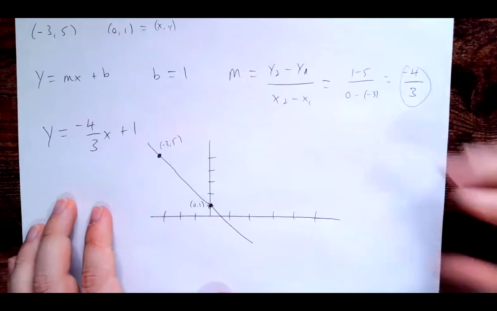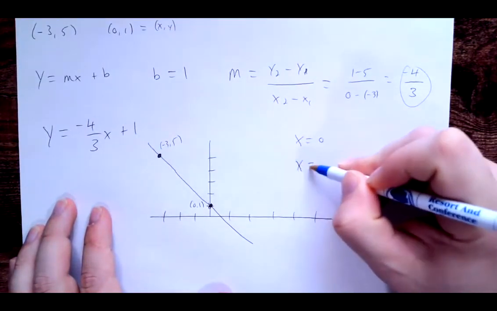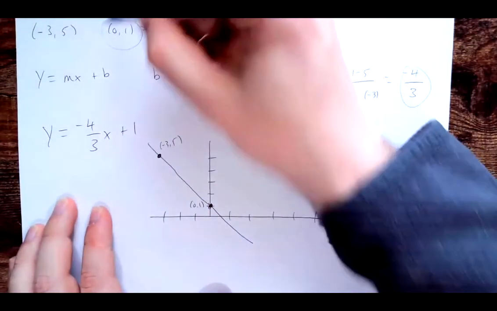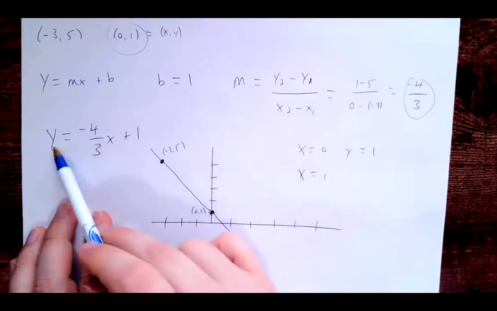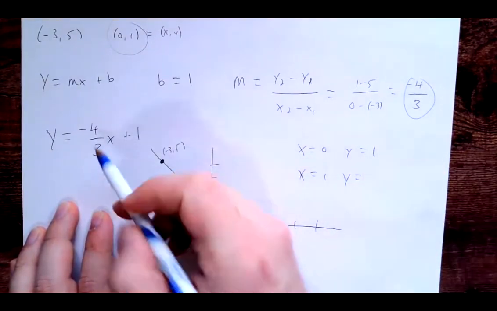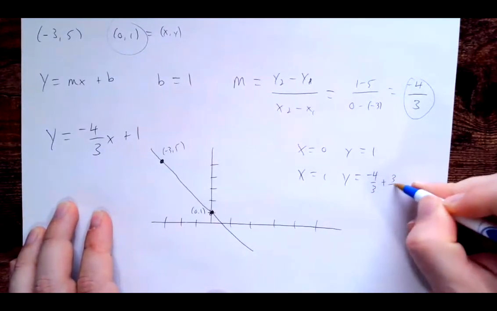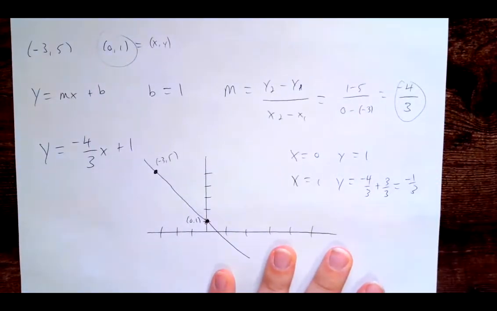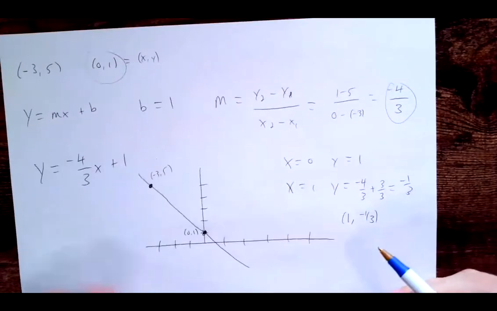If I picked the method where I said I'm going to take x equals 0 and x equals 1, so x equals 0 gives me y equals 1. That was one of the original points. Or just plugging in x equals 0 gives you y equals 1. X equals 1 gives you y equals -4/3 plus 1. 1 is 3/3, so this is like -1/3. So you get this point, x equals 1, y equals -1/3.